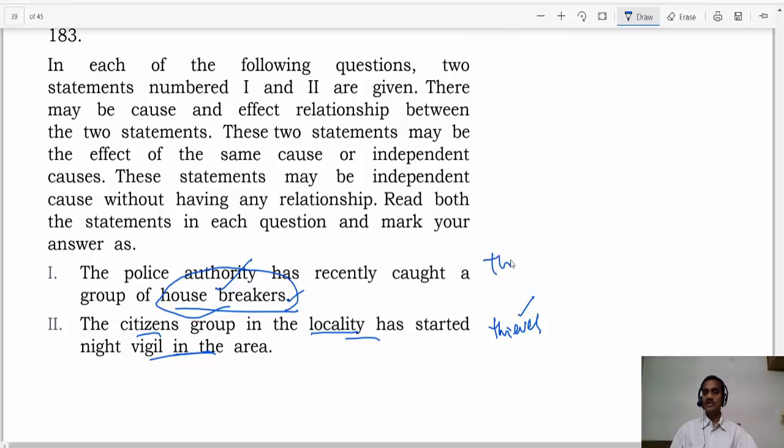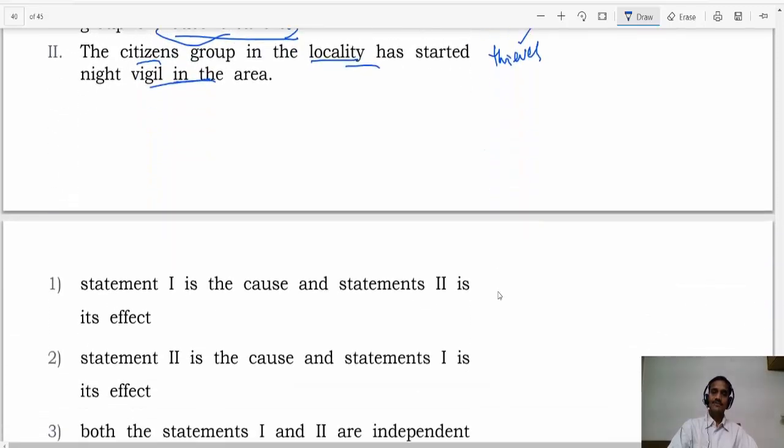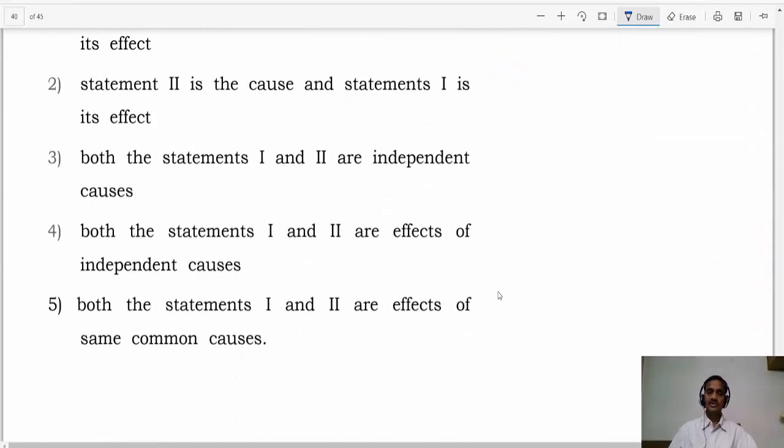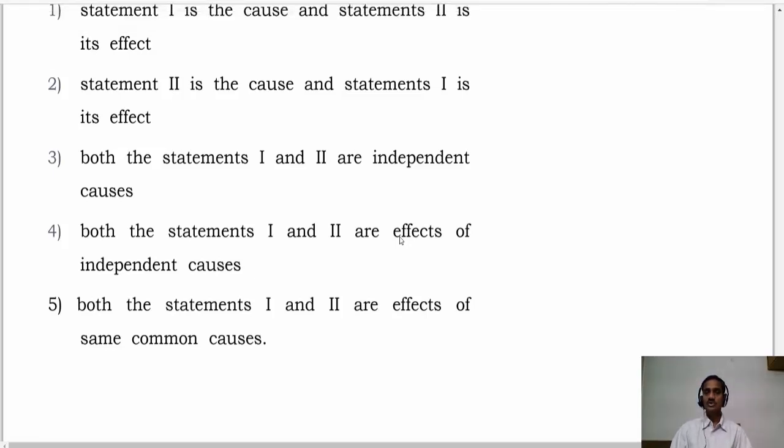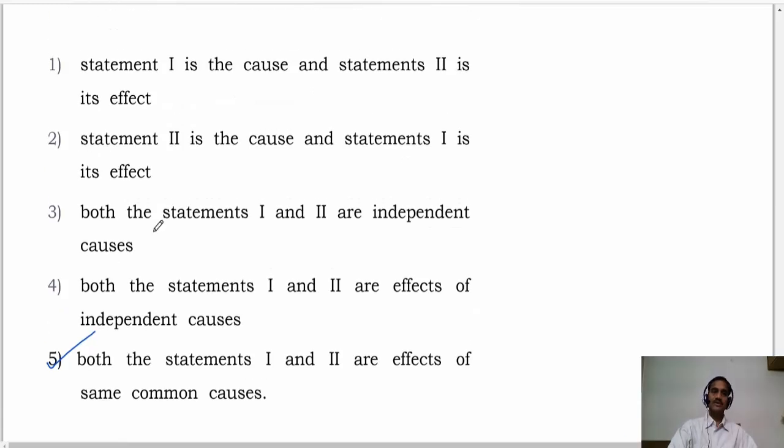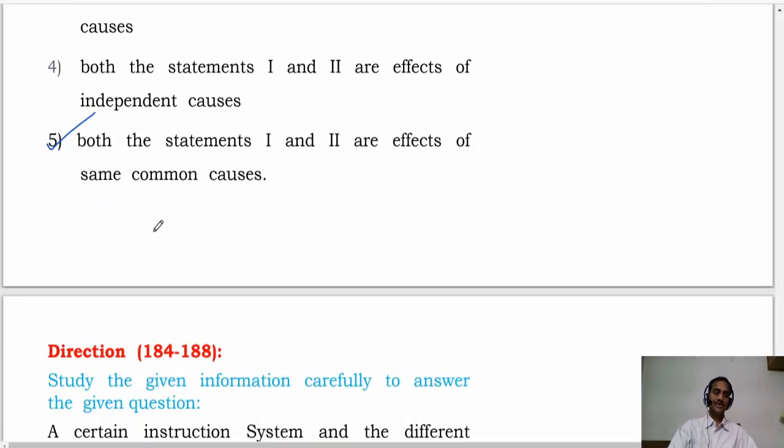Hence, what is the reason why these 2 persons are trying? These 2 persons, the police as well as the citizens group, both are looking for the thieves, the common cause. Isn't it? Both are searching for that one. Here the citizens group is searching for thieves, and the police are also searching for thieves. And after searching, finally the thieves were caught by the police. Hence, both the statements 1 and 2 are effects of some common cause. Fine. You know? Then next one, 184.